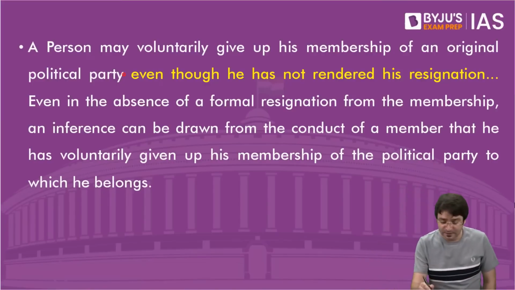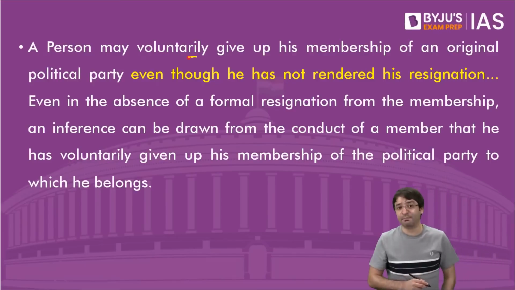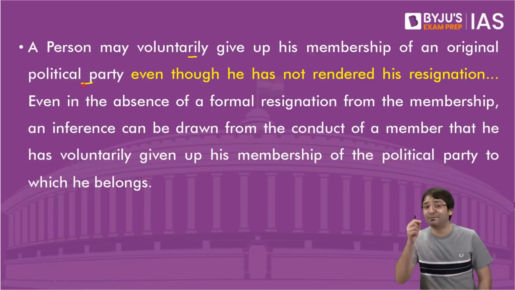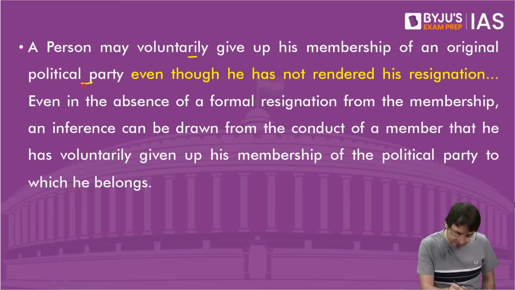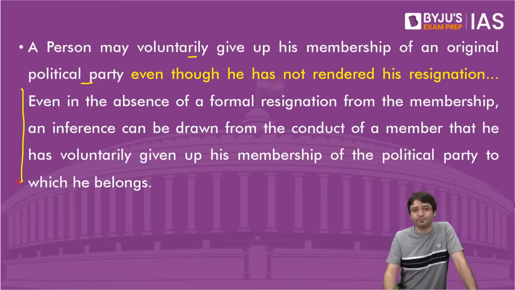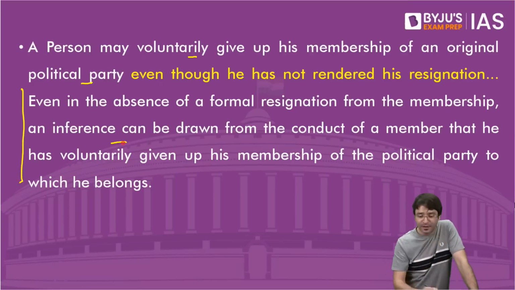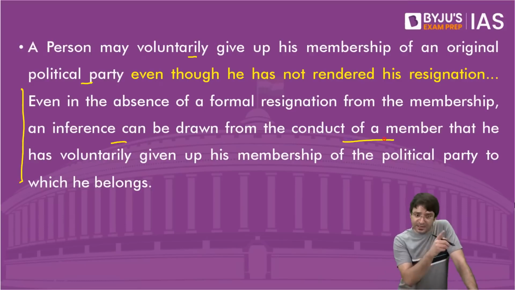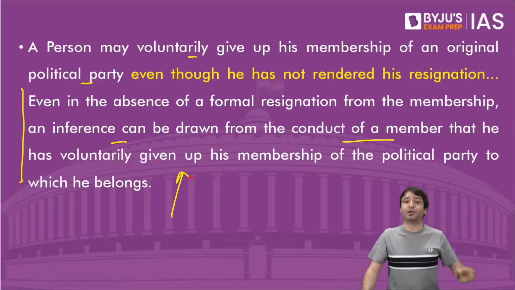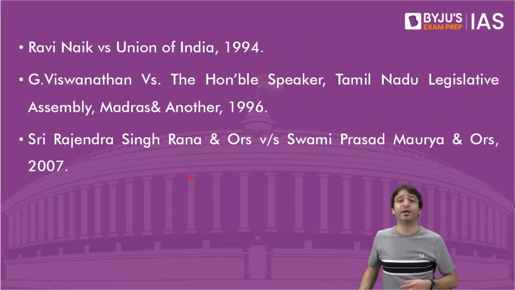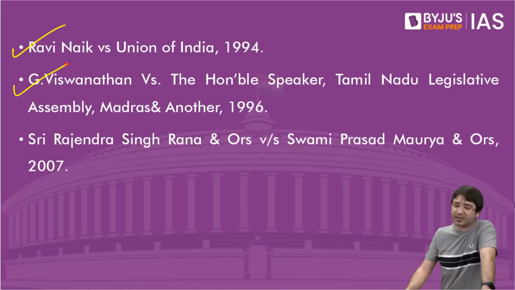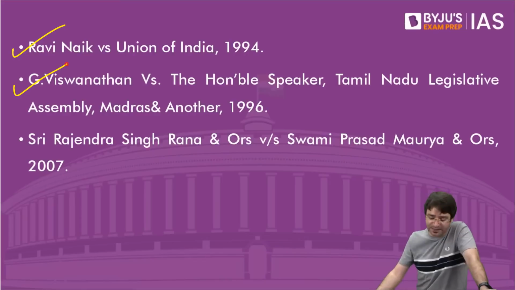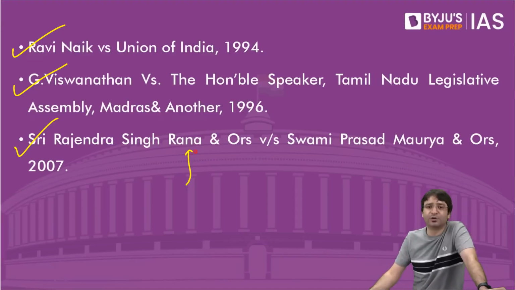A person may voluntarily give up his membership of the original political party even though he did not tender his resignation. Even in the absence of a formal resignation from membership, an inference can be drawn from the conduct of this member that he has voluntarily given up his membership of the political party to which he belonged. Who said this? The Supreme Court. In how many cases? Multiple cases. Ravi Naik versus Union of India. G. Vishwanathan versus the Speaker of Tamil Nadu Legislative Assembly, 1996. And the most famous case, Rajendra Singh Rana versus Swami Prasad Maurya, 2007.